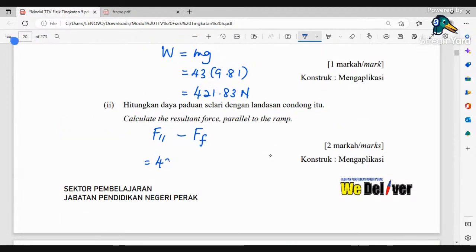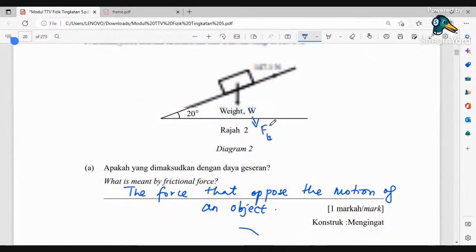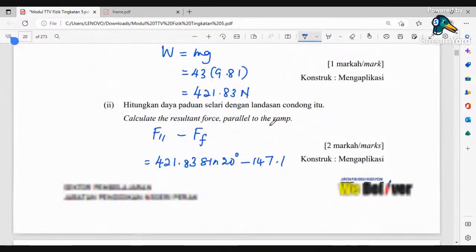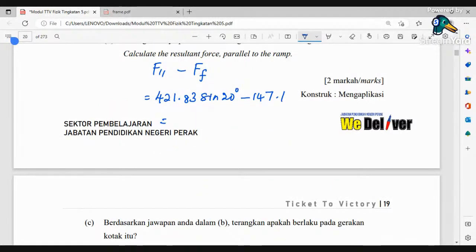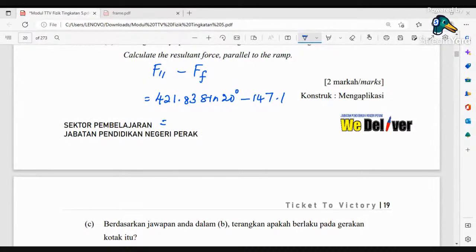So you have W sine 20, or 421.83 sine 20, minus 147.1 friction. So we get the result.